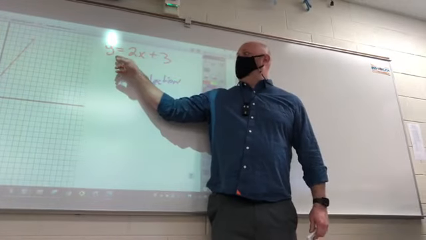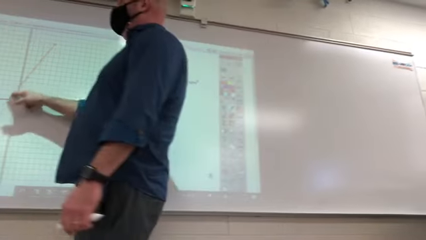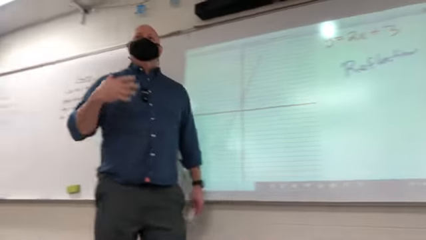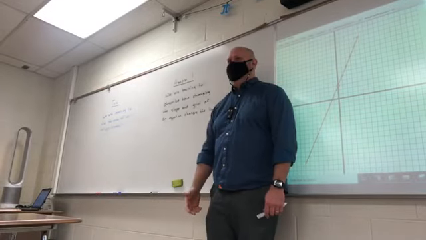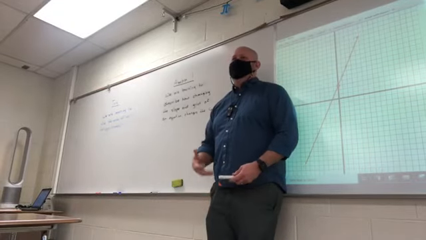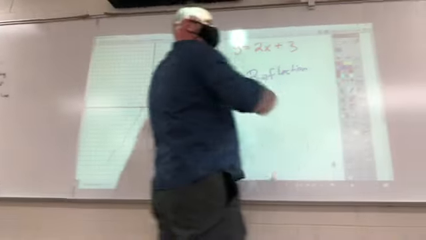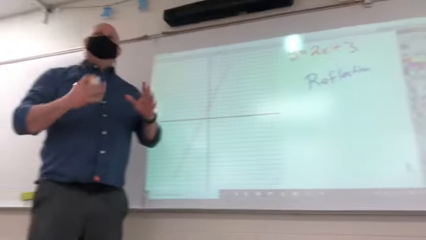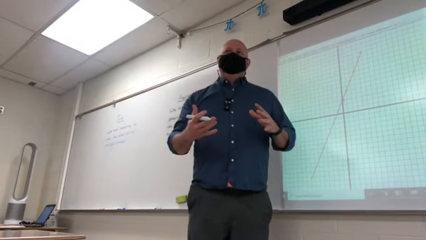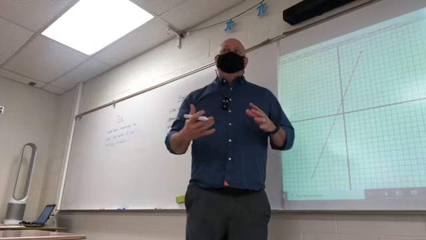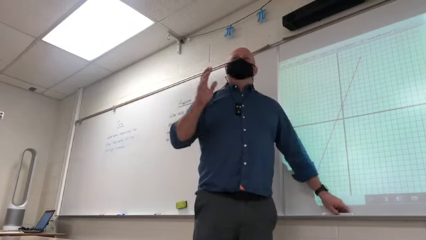So we graphed the line y equals 2x plus 3. We started at 3. We went up 2 over 1, up 2 over 1. And we're talking reflection. What is a reflection again? Mirror image. Now, the one weird thing with reflection is, does it matter where the mirror is? It matters. The weird thing about a reflection is it matters where the mirror is.